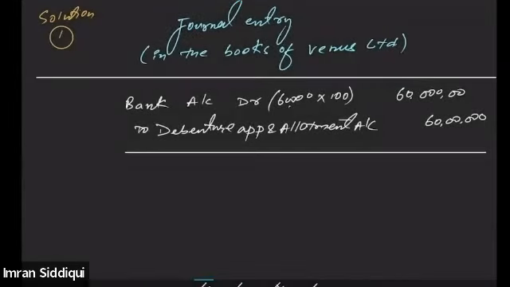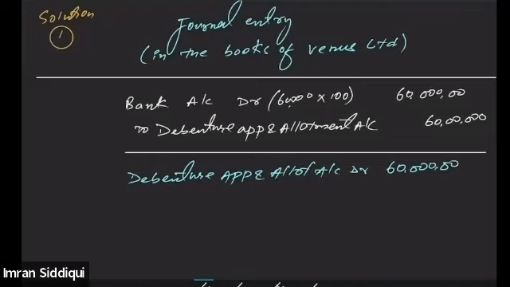After that, we'll pass the entry for the transfer of application and allotment amount to debenture account. That will be debenture application and allotment account debit 60 lakhs to, what was the rate of percentage for debenture? It was 10% debenture, no? So 10% debenture account. Debenture account can only be credited with the amount of debenture actually issued at par value. So 40 into 100, that means the debenture account will be credited by 40 lakhs.